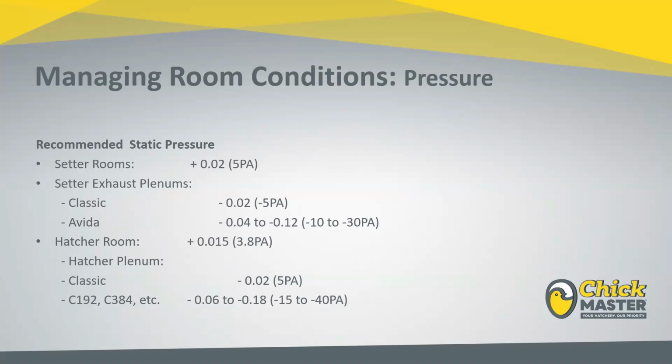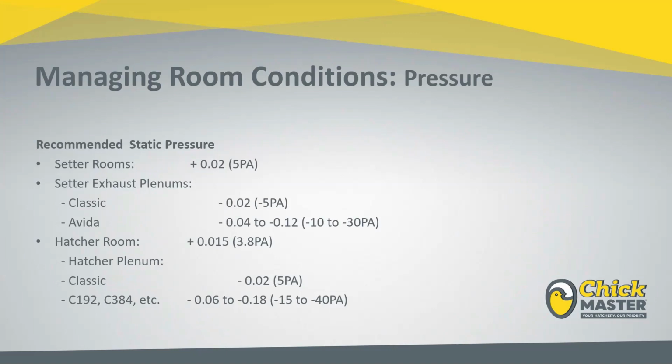When we look at a Vita or a single stage incubation, we have a much bigger range of recommendation. And that range could be anywhere from a negative 0.04 to a negative 0.12. And that's negative 10 to negative 30 Pascal. The reason for this variation in recommended settings is all associated around the various size availability of the Vita.